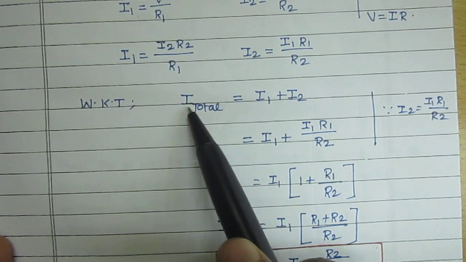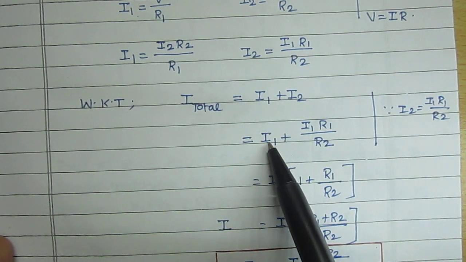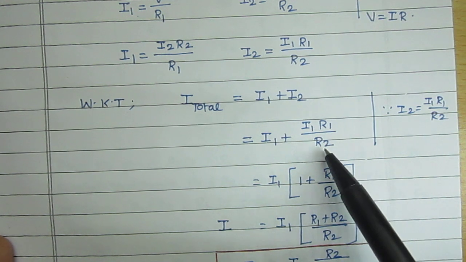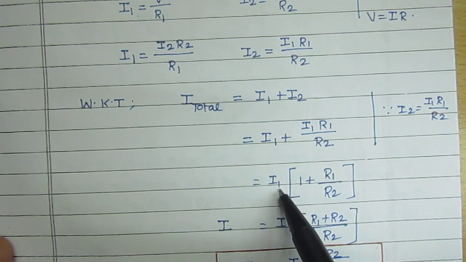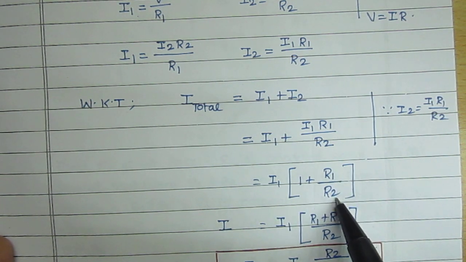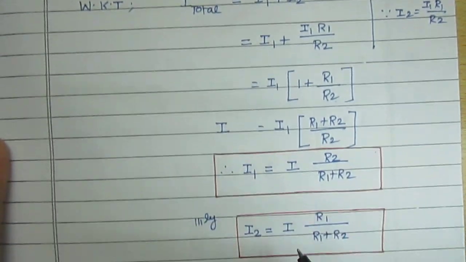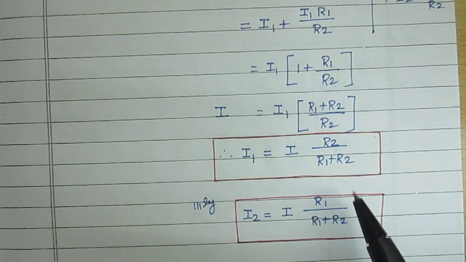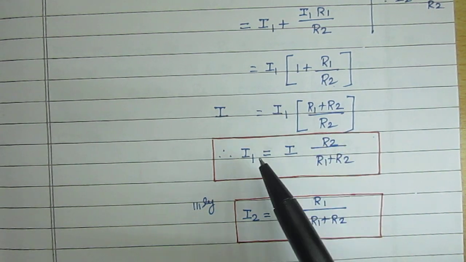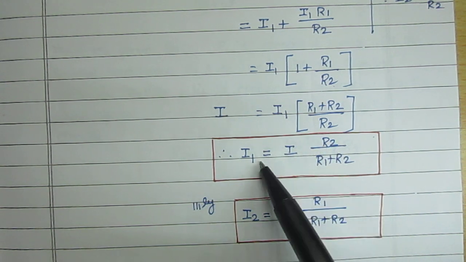Then the total current I is equal to I1 plus I2. I keep I1 as it is, and instead of I2 I substitute I1 R1 divided by R2. Taking I1 as common, we get 1 plus R1 divided by R2. Taking cross multiplication, we get I is equal to I1 into R1 plus R2 divided by R2. Therefore I1 is equal to the total current into the opposite resistance.